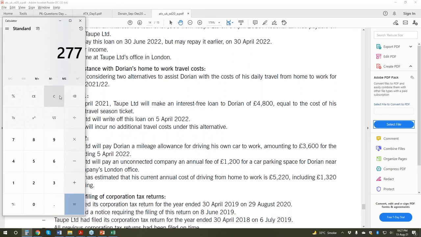Now, this is a taxable benefit in kind that will be included in Dorian's taxable income. And what will be the tax on that? Considering he is a higher rate taxpayer, it will result in 40% tax, meaning almost 111 pounds will be the tax that needs to be paid. That is one thing. Then the second problem is that at the end of the tax year, the company is planning to write off the loan.